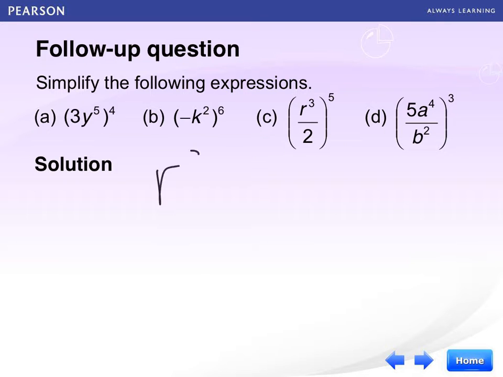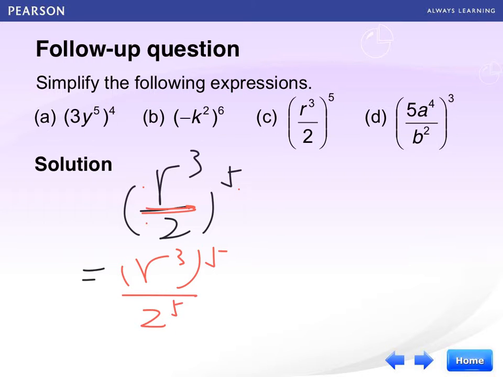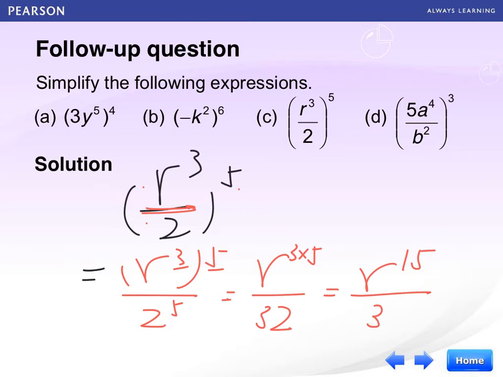And then for this one, (r cubed over 2) to the power 5. We learned that it is a fraction, so each of them takes the power 5. So r cubed takes power 5, and 2 also takes power 5. And 2 to the power 5, we know that is 32, and then r cubed to the power 5 is power to power again, so 3 times 5 in the resulting index. As a result the index is 15, so it's r to the power 15 over 32.